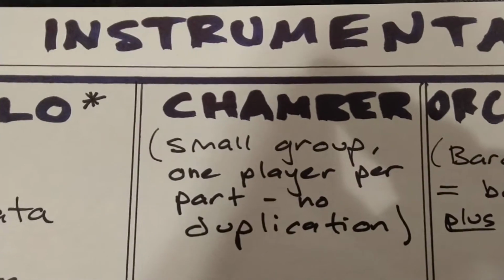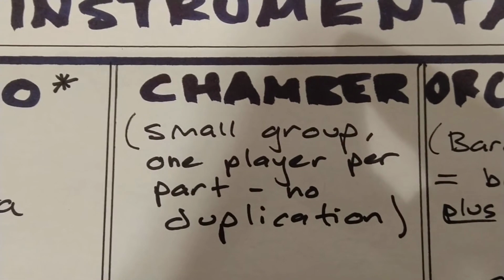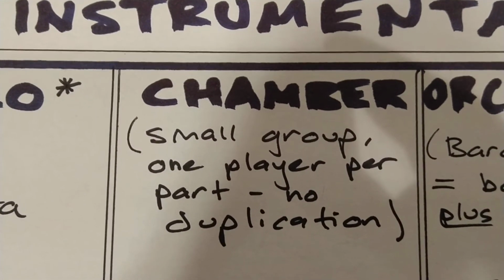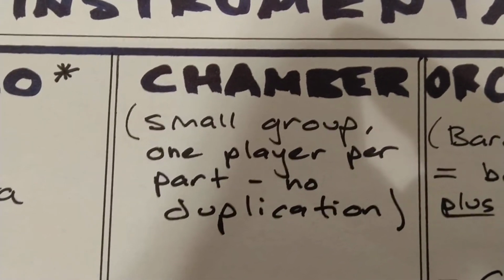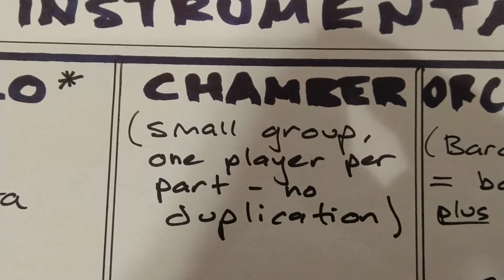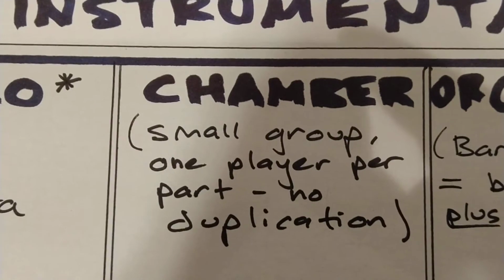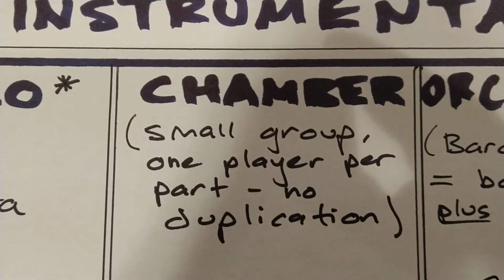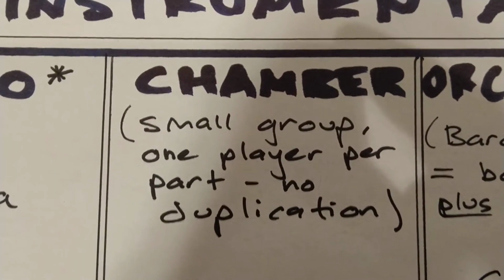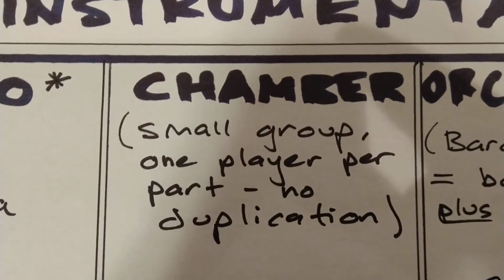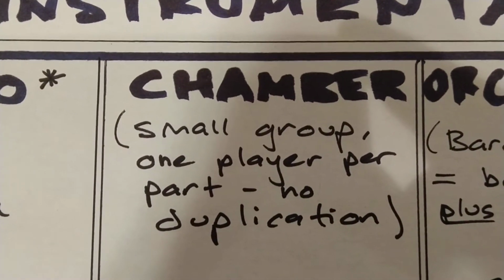Meaning, unlike in an orchestra, for example, if you watch an orchestral performance, you might have a dozen people playing first violin, and another dozen people playing second violin, and maybe 8 people playing the viola part, 8 people all playing the same cello part, etc., etc. In chamber music, each individual player has their own unique notes to read. There is no duplication. Right? So chamber music is instrumental music for a small group where there's one player per part and there's no duplication.